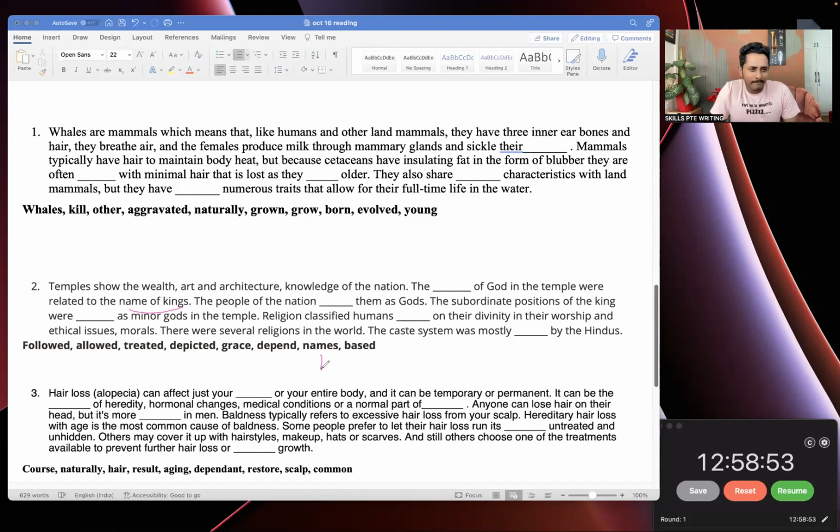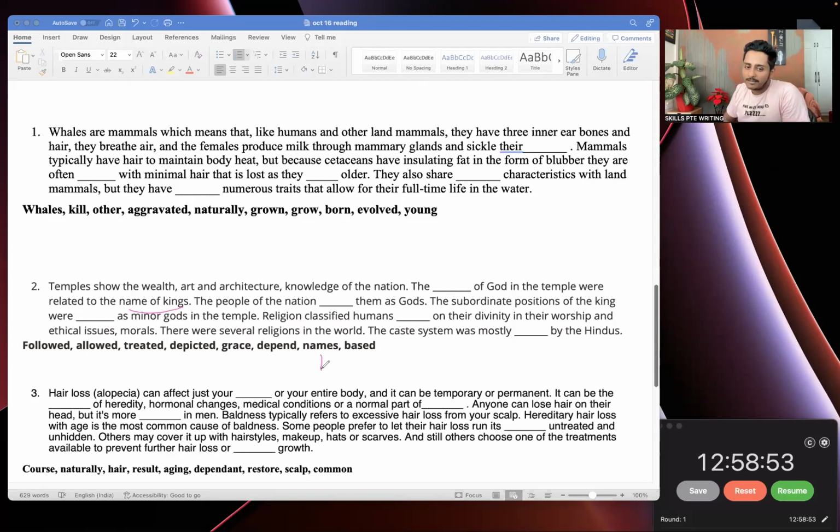Treated like, they treat them like a god. What is depicted? Depicted means, how can I say? Forget about the paragraph. What does depicted mean? Named or said.